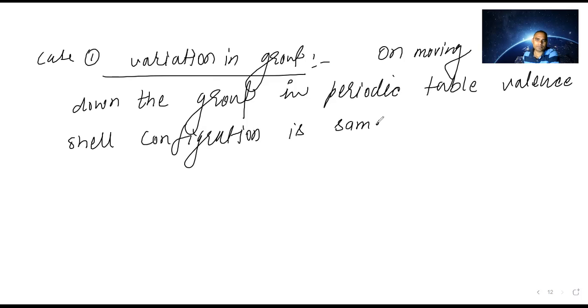So let's try to understand here. Take any group. I'm talking about group one: hydrogen, lithium, sodium, potassium, rubidium, cesium, and francium. Firstly, I will tell you the normal configuration, then the orbital configuration. See how the electrons are distributed.